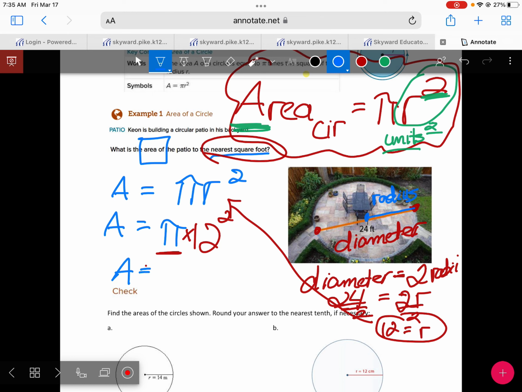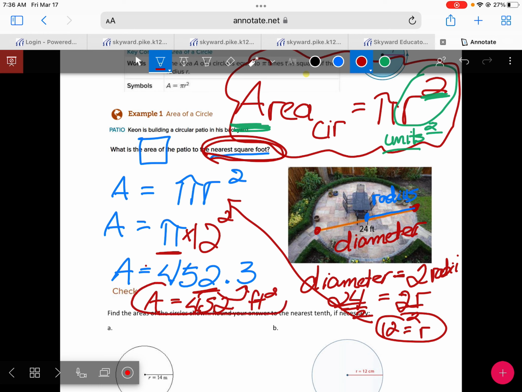So area equals 452.3. The nearest square foot is that 2. I'm looking for whole feet here. What did you say? 0.4 because round up? No. It says to the nearest square foot. So I'm looking for a whole number. So that 2 is in the whole number's place. I see a 3 that's 5 or less. So the area is 452. And it is area, so it is feet squared. Does that make sense? Because they wanted it to the whole number.